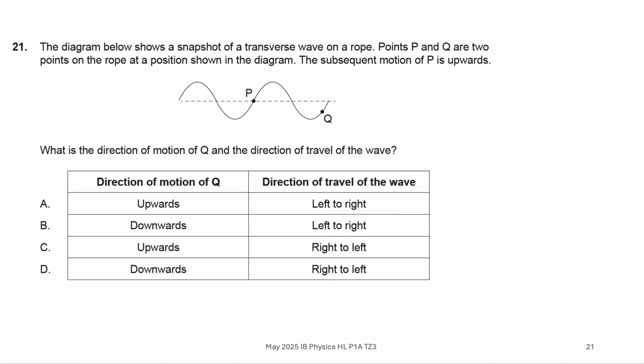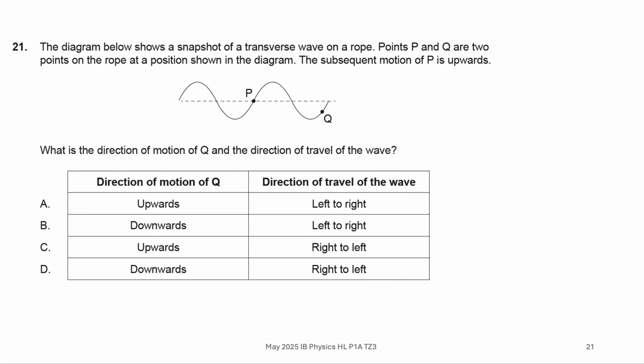Okay, here we go. We've got a question about a transverse wave on a rope. We're told we've got 2 points P and Q, and we want to determine, from a bit of information, the motion of Q and also the direction of the travel of wave. As ever, please press pause and then have a go at the question and then hit play to see the answer.